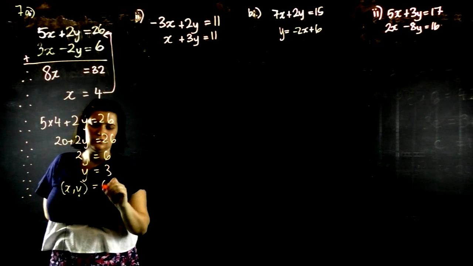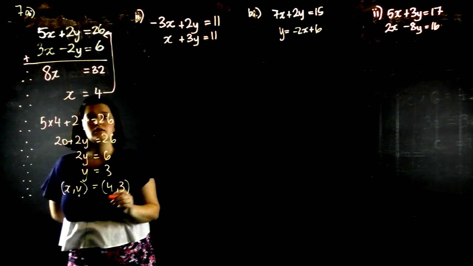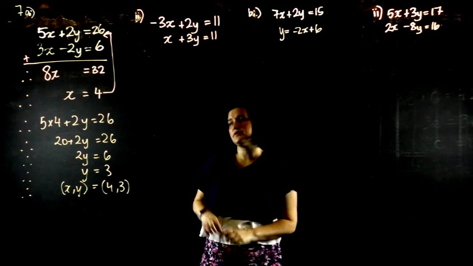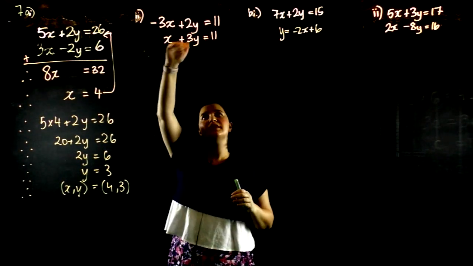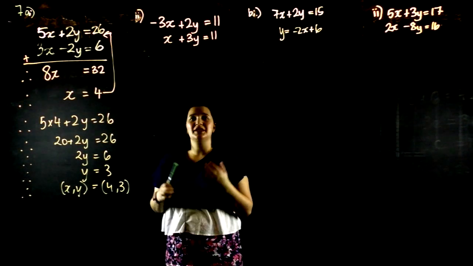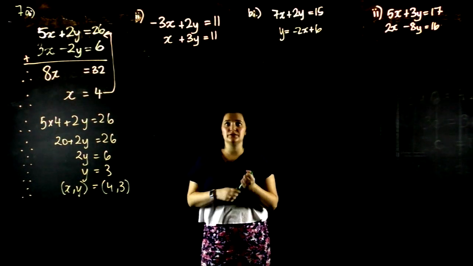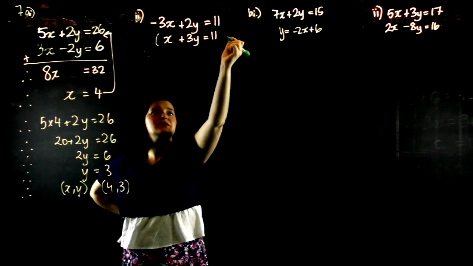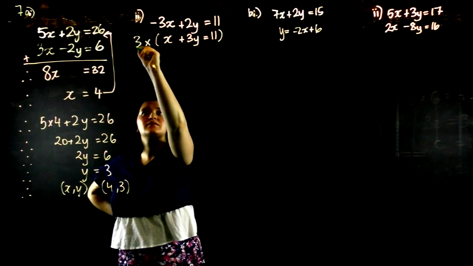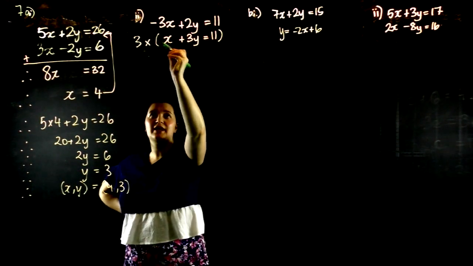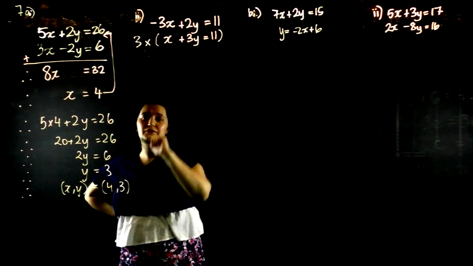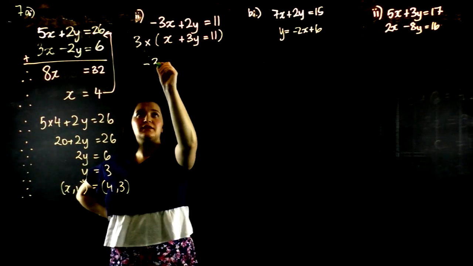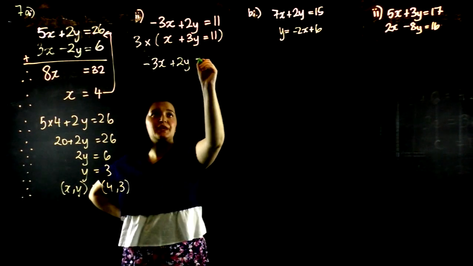All right, the next one, not so simple, because when I add these together, nothing's going to cancel out. So I need to do something to one of these equations first. I can see that if I were to multiply this whole equation by 3, that would give me a 3x here, which would cancel with this negative 3x. So let's do that. I'm going to write the first equation as it is. Negative 3x plus 2y equals 11.